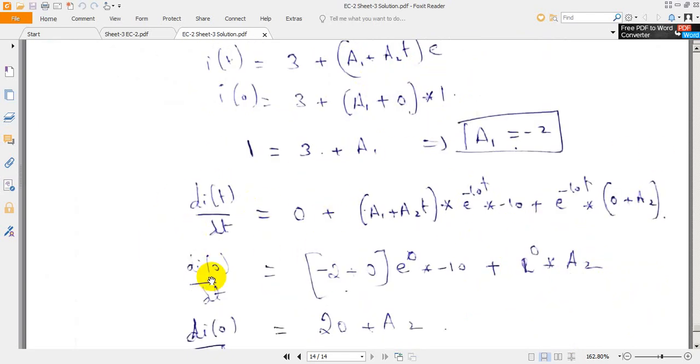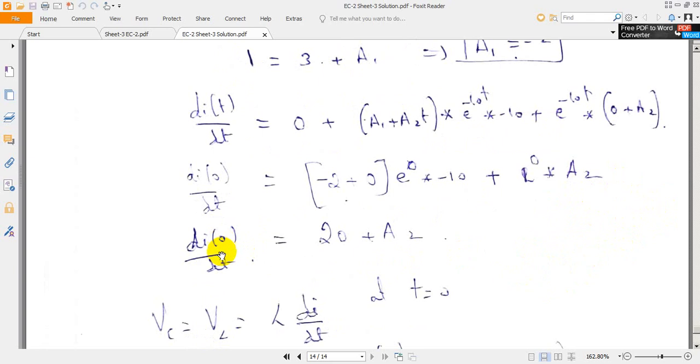If you substitute t is equal to 0, di naught by dt is equal to, in this t is equal to 0, A1 is equal to minus 2 plus 0, e power 0 is equal to 1, into minus 10, plus e power 0 is equal to 1 into 0 plus A2. 0 plus A2 is A2. You will get di by dt is equal to 20 plus A2. Why? Because minus 10 into minus 2 will become 20.